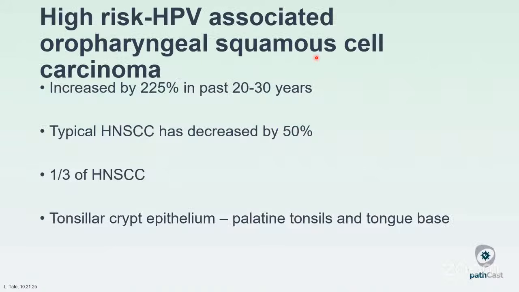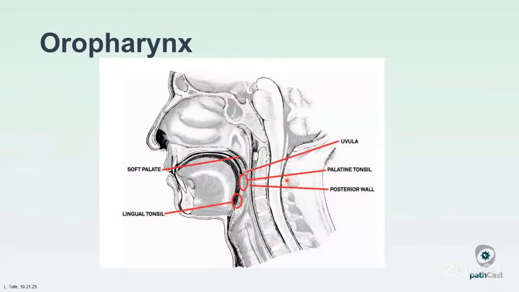But to move on from the cervical cancer story, let's talk a little bit about the oropharyngeal squamous cell carcinomas. We are definitely noticing that there seems to be an increase in the past couple of decades of the incidence of oropharyngeal squamous cell carcinomas. And these represent about 25 to 30% of all head and neck squamous cell carcinomas. And these arise from the crypt epithelium of the tonsils, so the palatine tonsils, the lingual tonsils, the base of the tongue is where we see these tumors localizing.